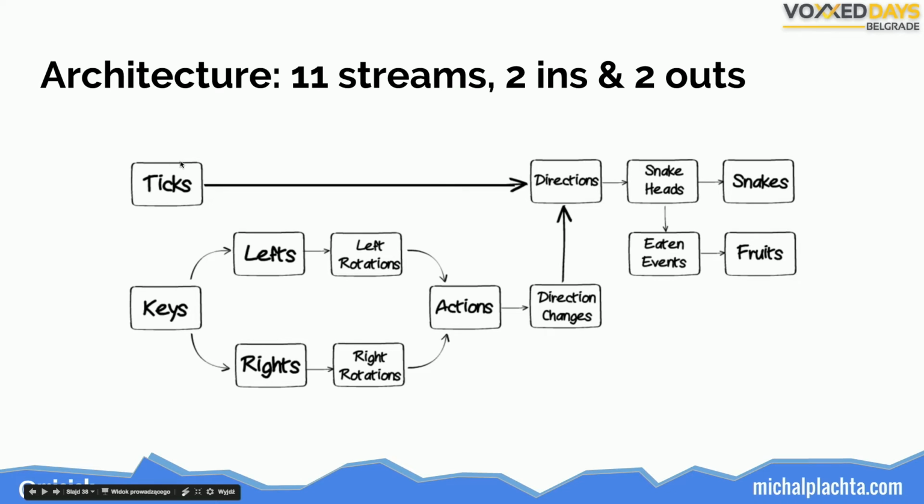And the two streams here, ticks and keys, are the only streams that use outside world values in order to produce their values. The other streams use only other streams as input, no values from the outside world, which makes them more testable. And the right outermost streams are the streams whose values are used by the outside world, not by other streams. So you can see that ticks uses the clock, keys uses user input on the keyboard, and snakes and fruits are used by the outside world, like browser rendering, things like that.